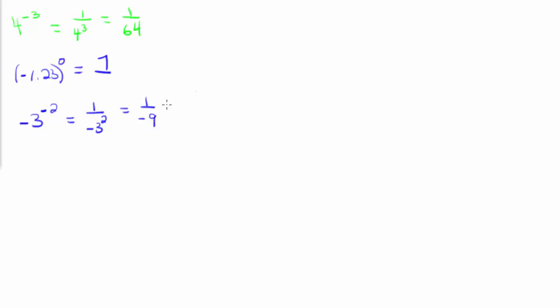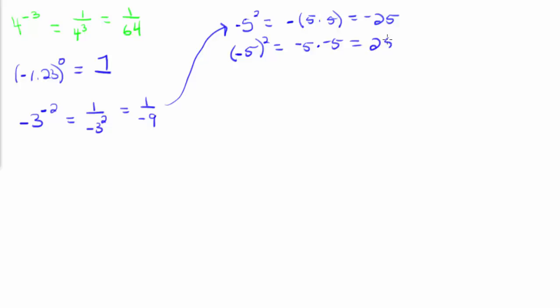This is a good time to remember that it matters where your parentheses are. If you have negative 5 squared, that's the same as negative 5 times 5, so it's negative 25. That is different in that the negative is inside the parentheses. If it's inside the parentheses, then it's negative 5 times negative 5, which gives you positive 25. So make sure, especially if you're putting this in your calculator, if there's a parentheses there, you need to put it in there because there's a difference there.